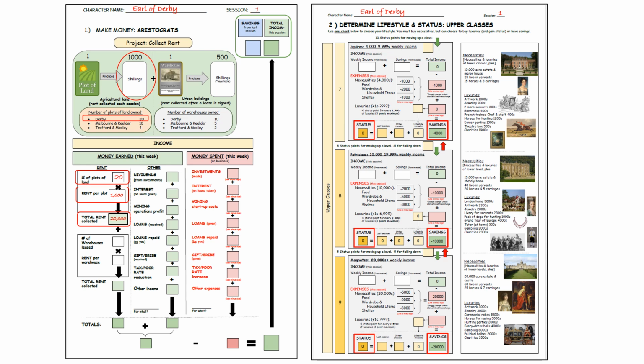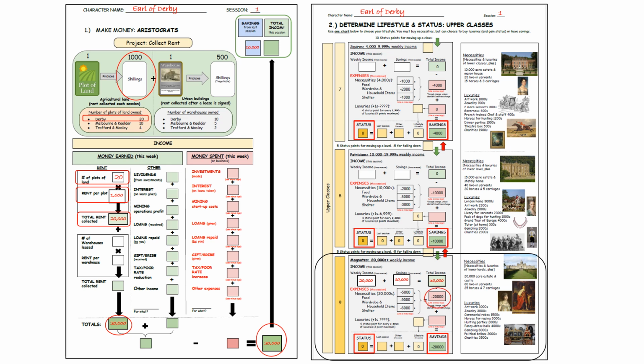But we're assuming in session 1 that he hasn't done that yet. So he includes his total money earned from rent, and assuming he hasn't earned any other money or spent any other money, he ends the session with 20,000 shillings. He does have a savings of 10,000 shillings also. He then fills in the boxes for his class level 9 magnates, and his income is 20,000 shillings, his savings 10,000 shillings, so he has a total income of 30,000 shillings.